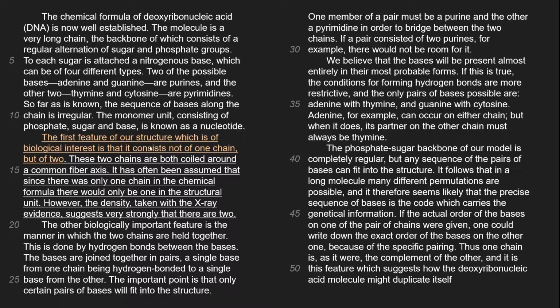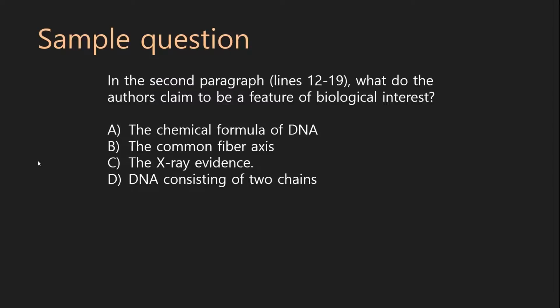The first feature of our structure, which is one of biological interest, is, so here is the biological interest. The interest is that it consists not of one chain, but of two. So the answer I'm looking for first is going to be that there's not one chain, but two. That is what is of interest to me. So let's take a look. Which of these says that?